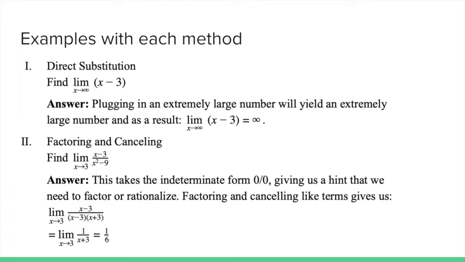Now we are left with the limit as x approaches 3 of 1 over x plus 3, and we split this into two limits. We take the limit as x approaches 3 of 1, which is just 1, and the limit as x approaches 3 of x plus 3, which is 6. Combining our answer, we get 1/6. The other way you could do this is just directly substitute in 3 to 1 over x plus 3, and you get 1/6.